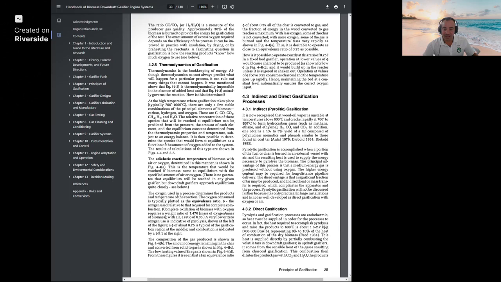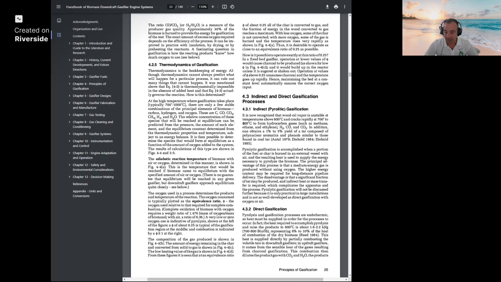The adiabatic reaction temperature of biomass with air or oxygen determined in this manner is shown in Figure 4.4 down below. It is the temperature that would be reached if biomass came to equilibrium with the specified amount of air or oxygen. There is no guarantee that equilibrium will be reached in any given gasifier, but downdraft gasifiers approach equilibrium quite closely, and we'll see that below. The oxygen used in a process determines the products and temperature of the reaction. The oxygen consumed is typically plotted as the equivalence ratio, the oxygen used relative to that required for complete combustion.